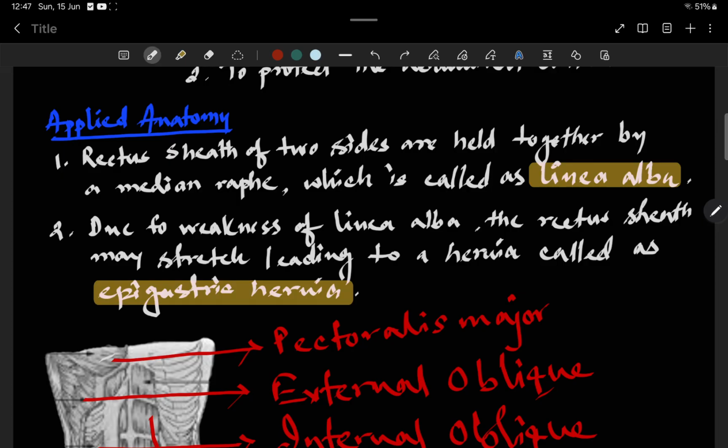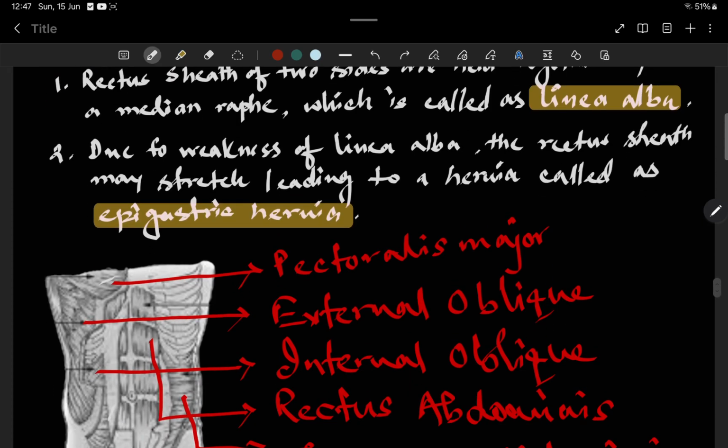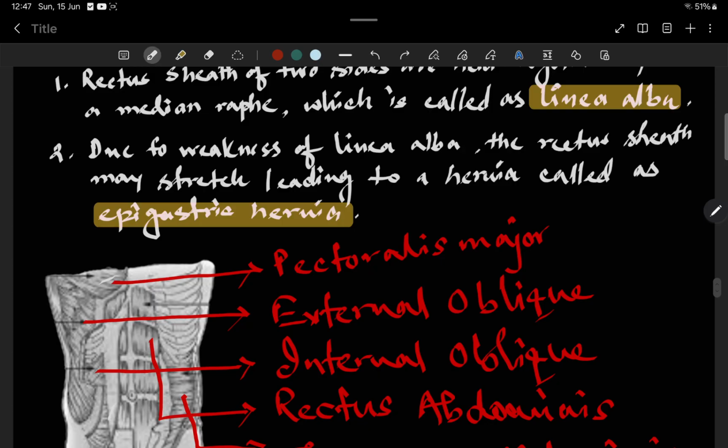The next, due to weakness of the linea alba, the rectus sheath may stretch, leading to a hernia called epigastric hernia. So this is it for today's class. The rectus sheath will continue in the next class. Thank you.